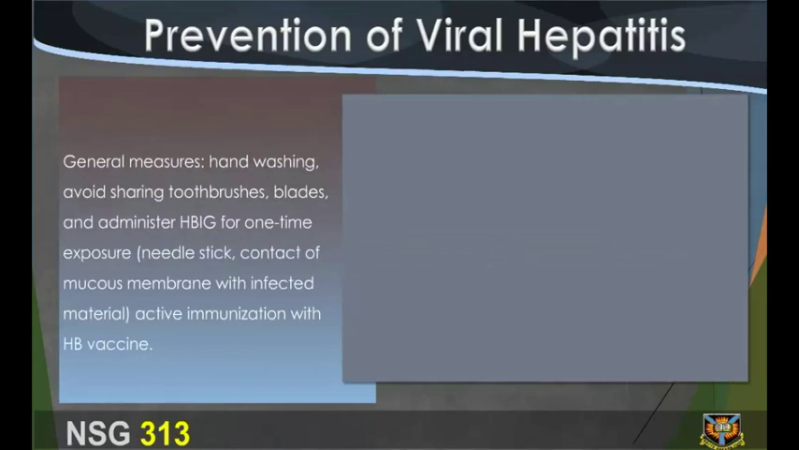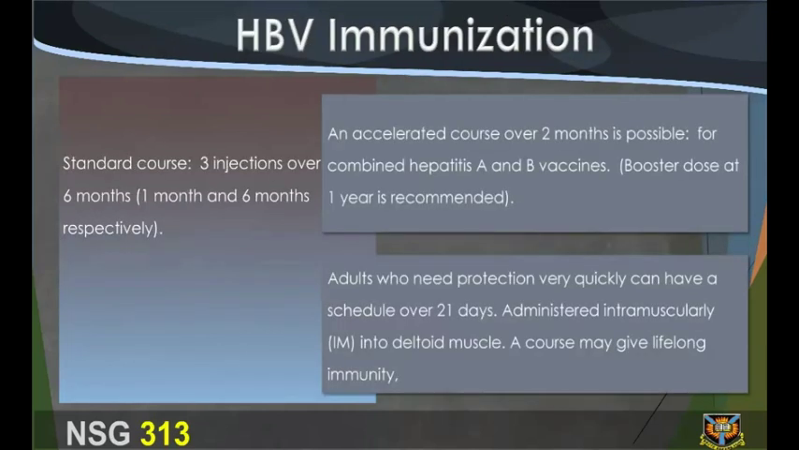General measures: hand washing, avoid sharing toothbrushes and blades, and administer HBIG for one-time exposure, such as needle stick or contact of mucous membrane with infected material. Active immunization with HB vaccine. HBV immunization, standard course: 3 injections at 0, 1 and 6 months respectively. An accelerated course over 2 months is possible for combined hepatitis A and B vaccines. Booster dose at 1 year is recommended.